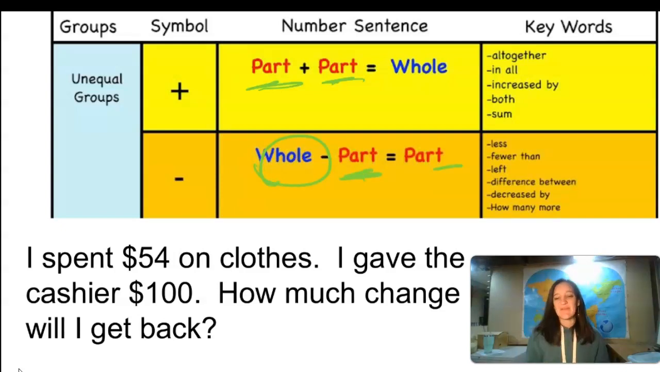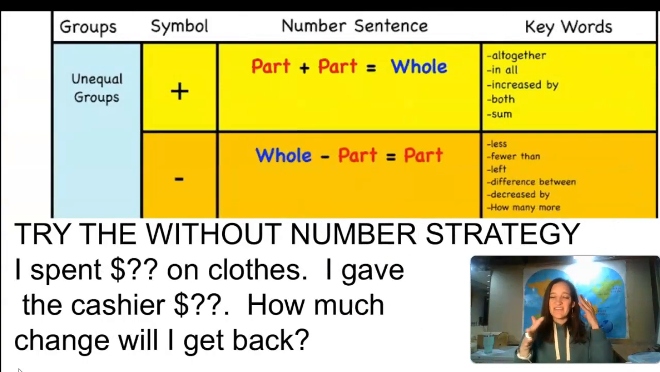It says, I spent $54 on clothes. I gave the cashier a $100 bill. How much change will I get back? Well, if we look at it again and try to visualize it, it's like I spent money on clothes. I gave the cashier money. How much money will I get back? It seems like here's my whole $100 bill. What's the cashier going to do? She's going to take the money out for the clothes, and then she's going to give me some change back.